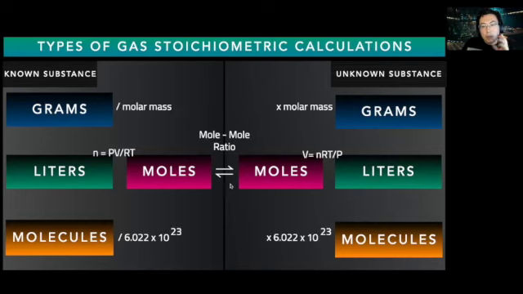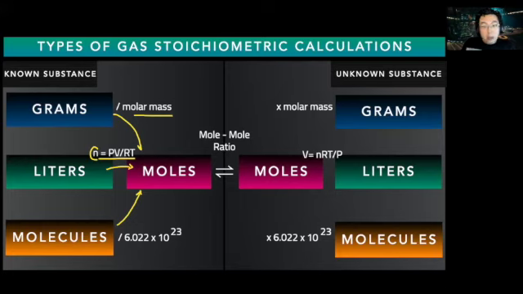It's important that you remember this map. Pretty much, this is what's going on in all types of stoichiometry calculations. Going from grams to moles, you divide by the molar mass. Going from molecules to moles, you divide by Avogadro's number. Going from liters to moles, you use the ideal gas law, but solved for n, because at the end, n is moles, so that's what you want.